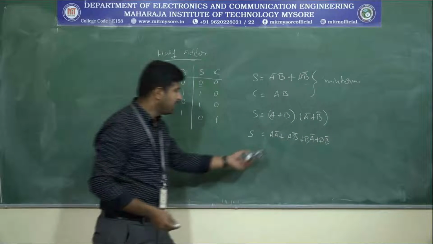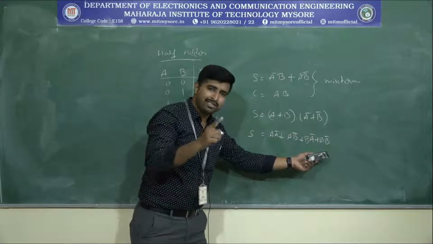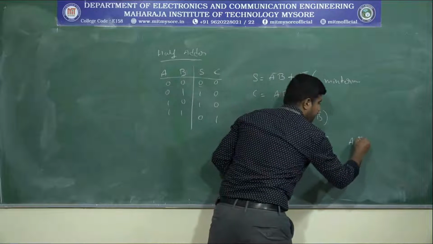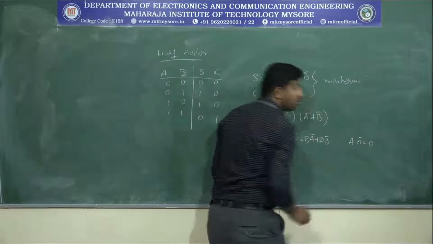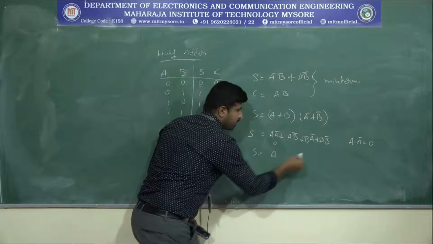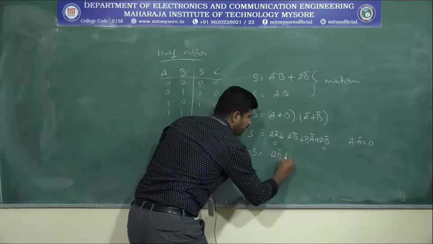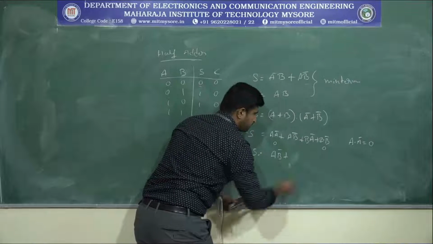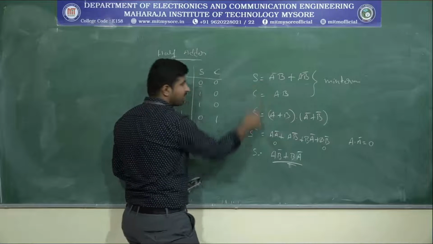If you see this, we know that a into a bar is 0, and again b into b bar is 0. According to the Boolean law, any term multiplied with its complement will be equal to 0. So the sum will be equal to a b bar plus b a bar. If you see this sum and this sum, both are the same.